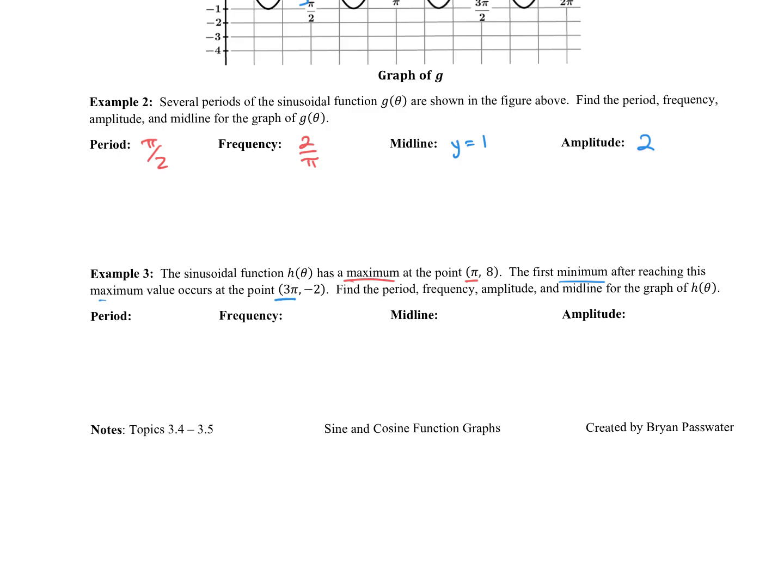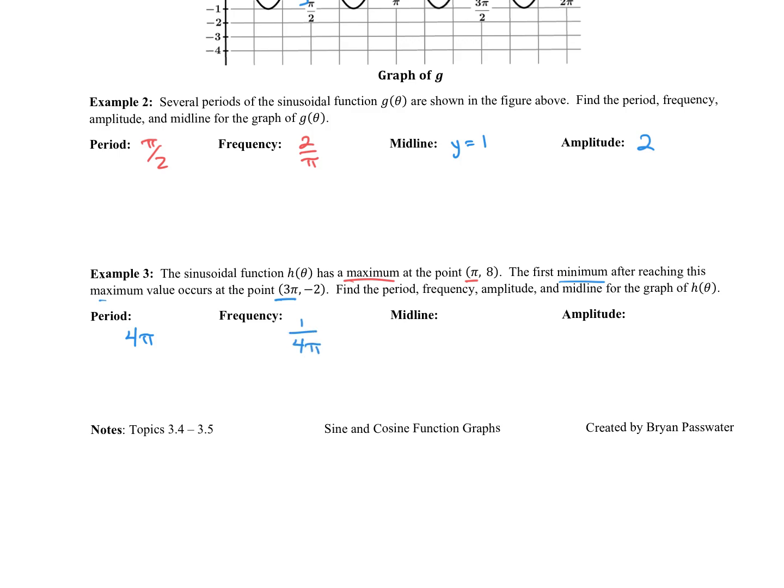So how long was that taking? 2 pi. It took 2 pi. But that's half of it. So what should I do with it? I multiply it by what? 2. And so my period is actually what here? 4 pi. All right. So its frequency is just the what of it? The reciprocal of it. So my frequency is 1 over 4 pi.